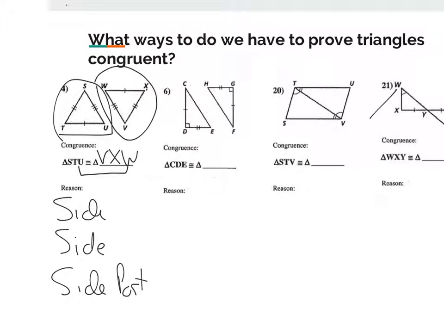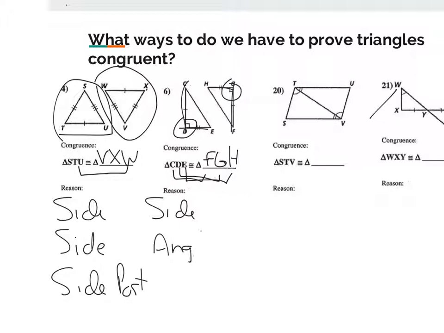So here, CDE, C would match up to F. D would match up to G, because they're both the right angles. E would match up then to H. So here I've got the angle in between two sides, okay? The two sides that are congruent help create the angle. So that's going to be side, angle, side. So that's going to be that reason.